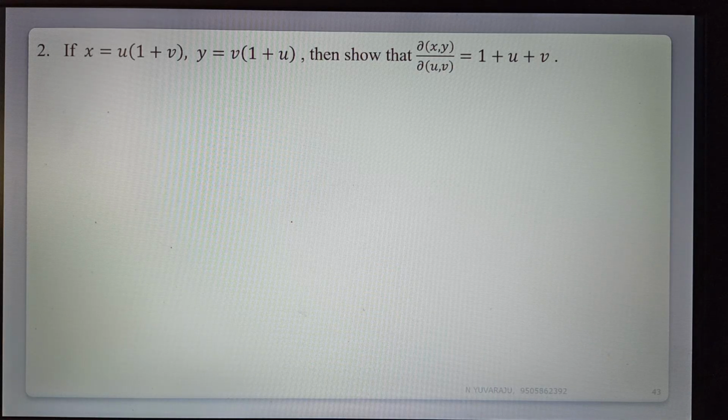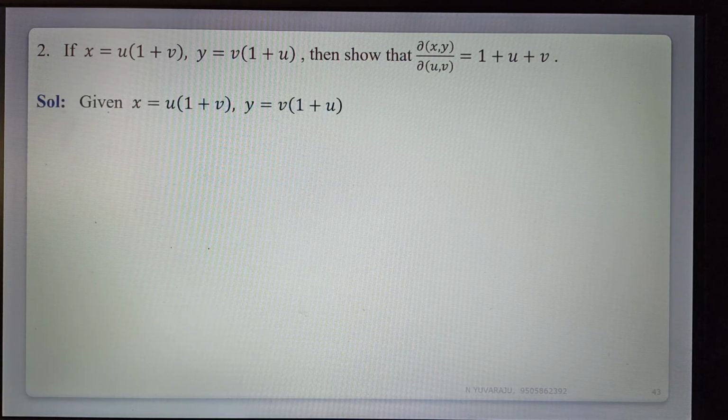So next, second example: if x is equal to u into 1 plus v, y is equal to v into 1 plus u, then show that ∂(x,y)/∂(u,v) is equal to 1 plus u plus v. Given x is equal to u(1 plus v), y is equal to v(1 plus u).